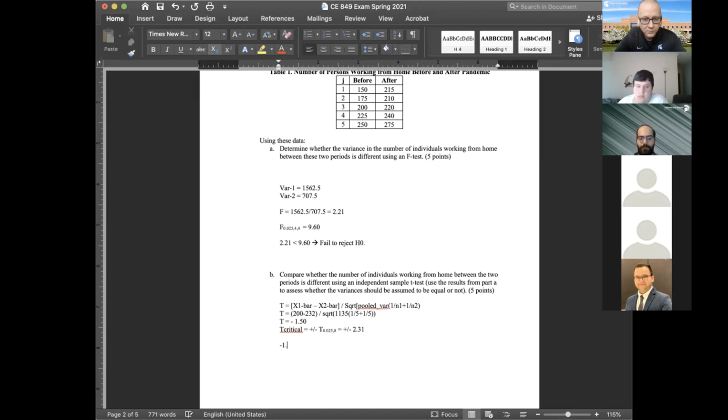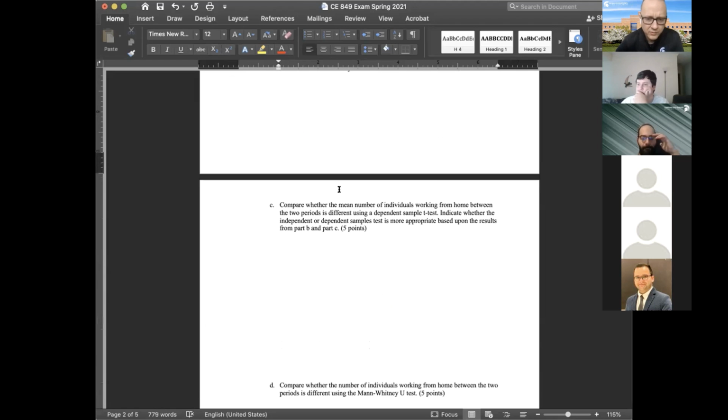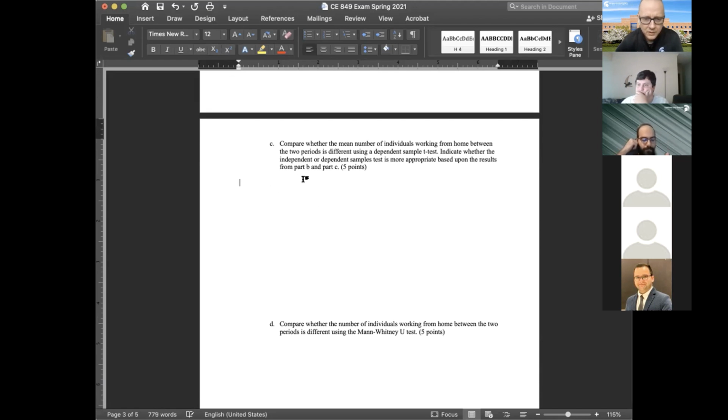And so obviously negative 1.50 is not less than negative 2.31. So we're in the acceptance region. So again, we fail to reject H naught in this case. Okay. And I think everybody did a really good job on that one, likewise on part C here.